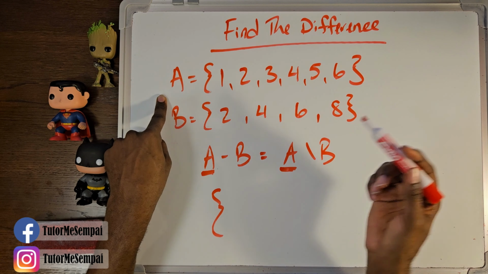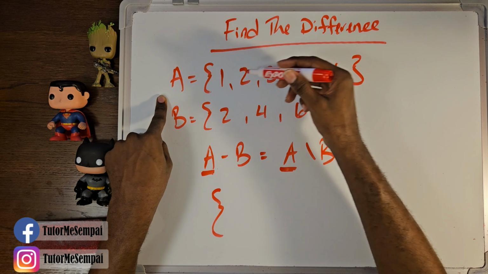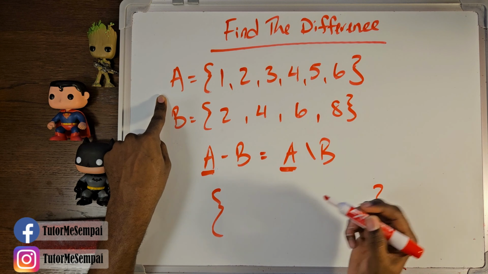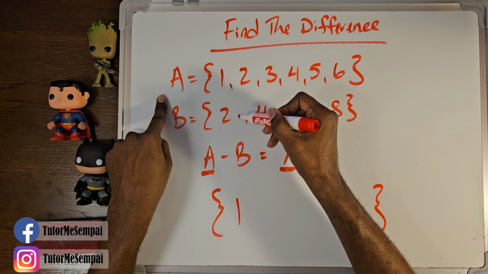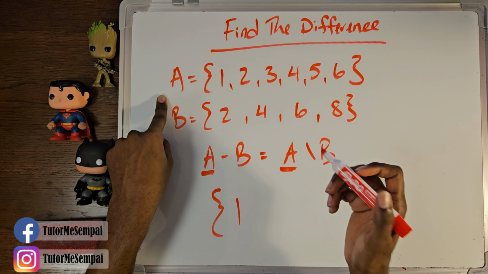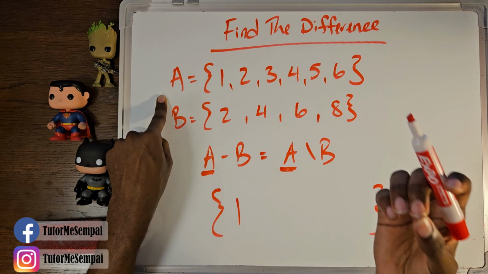That's how we're going to subtract or find the difference of these sets, A minus B. So we start with this first one. 1. Is 1 in B? No. So we can write it here. This is going to be in our result. Is 2 in B? Yes. So we take it out. We subtract it. A minus B, 2 is in both. We're going to subtract it. It's common to both of them.